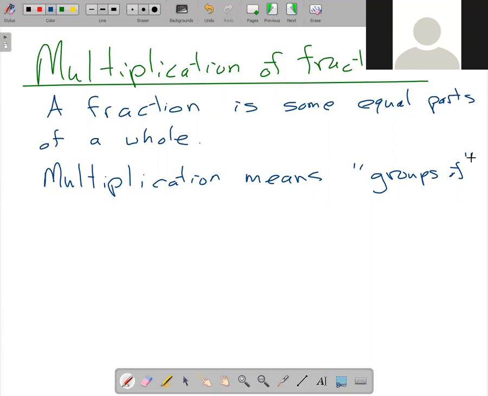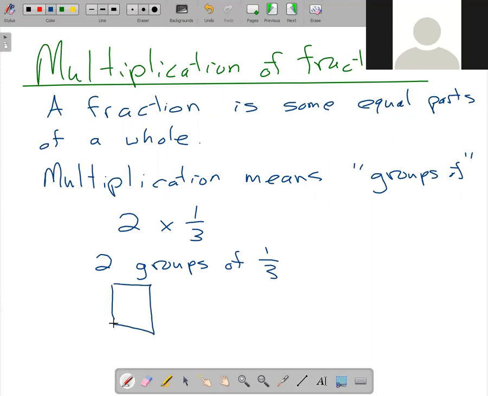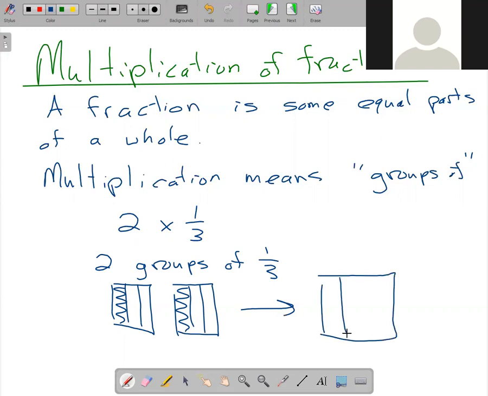So suppose I had 2 is a fraction, right? Over 1, yeah, because that's 2 over 1. So 2 times 1/3 would mean 2 groups of 1/3. I can do that, right? Here's a group of 1/3 here. And here's another group with a 1/3 in it. And all together, I think when I put that together, I get 2/3. That's not bad. We can do that.